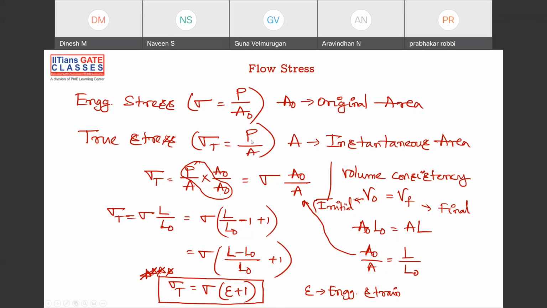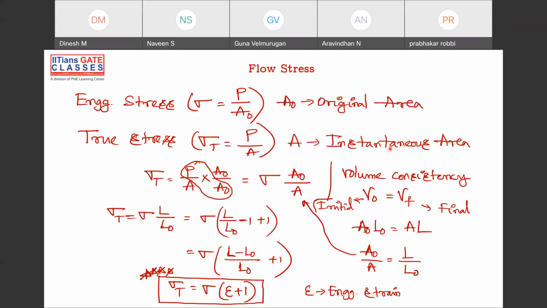This is P by A, right? You can just multiply and divide by A naught. It doesn't matter, it's a simple manipulation. P by A naught is the engineering stress, and A by A naught is left.